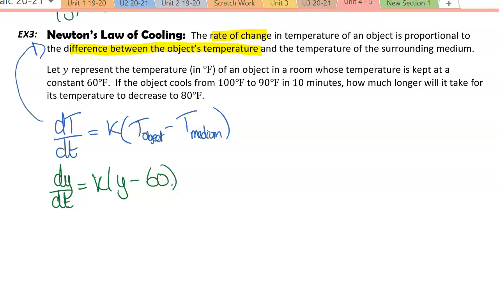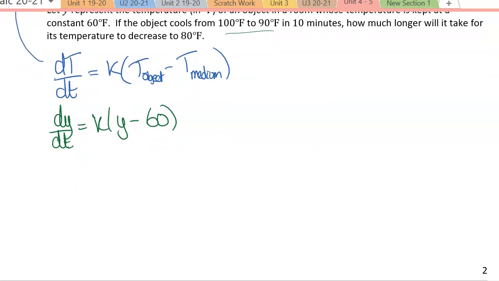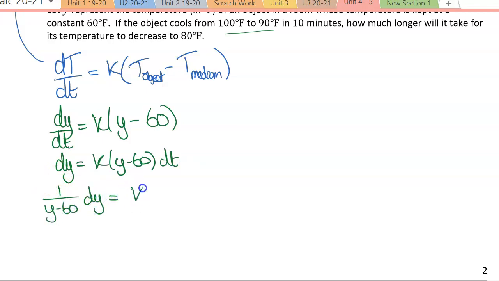If the object cools from 100 to 90 in 10 minutes, how much longer will it take for the temperature to decrease to 80? Well, we have to separate this out because I've got this differential equation, so I'd make it separable so that I can integrate it, come up with a general equation, and then get the particular equation. So I've got dy equals k times y minus 60, a quantity, dt. I need to get the y's to the left, so I'm going to have 1 over y minus 60 dy equals k dt. And now I have to integrate both sides.